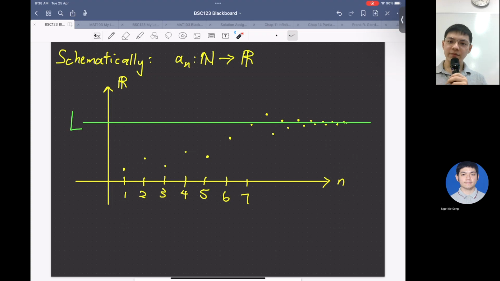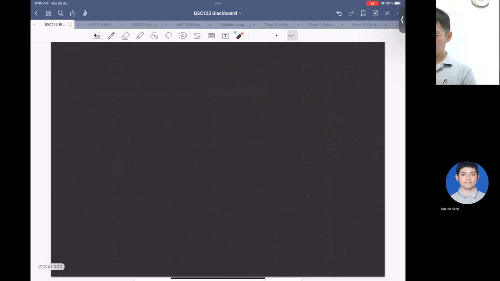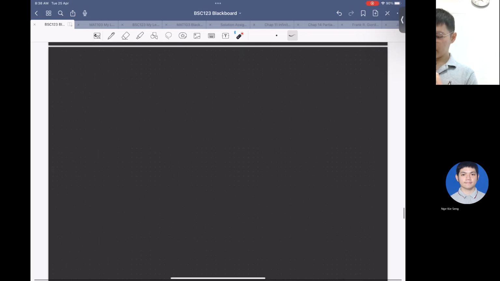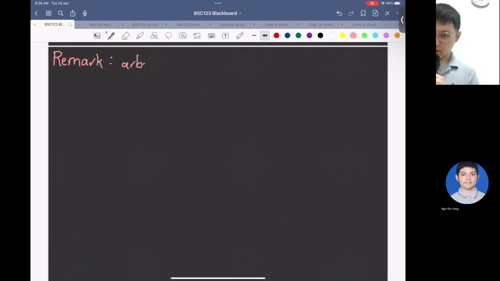Okay, let me ask another question. If you are arbitrarily close to one number, does it mean that you are equal to that number? No, right? Okay. So do you have an example? Quick example. So arbitrarily close to L doesn't mean that you need to reach the term.